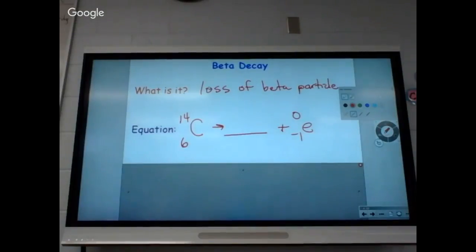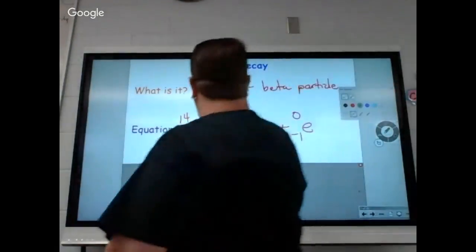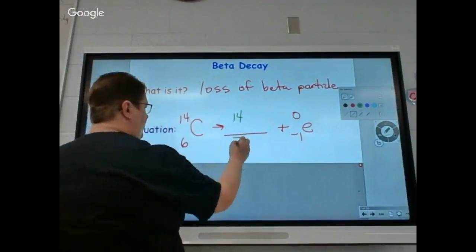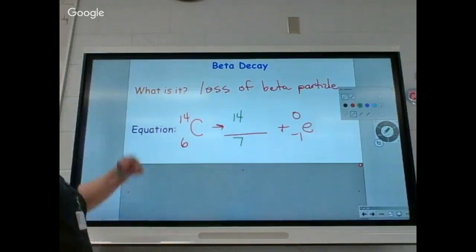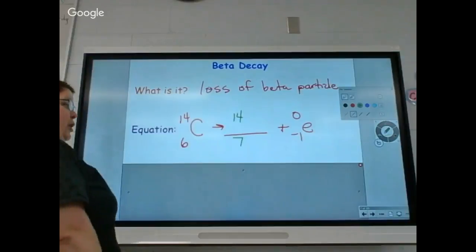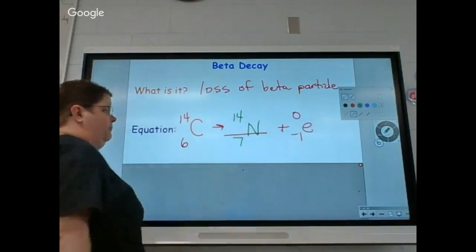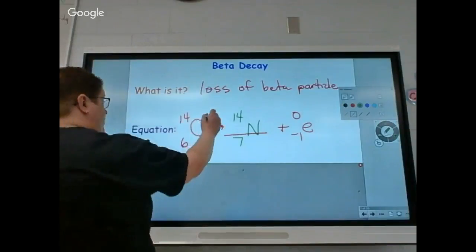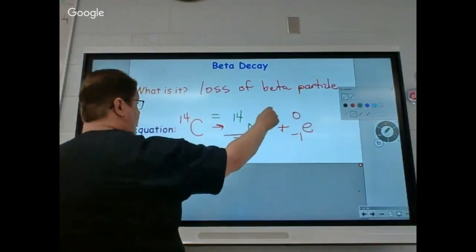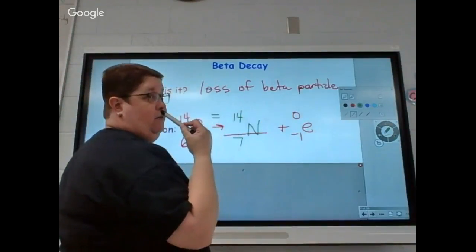So, 14's on the left, right? What plus 0 will give you 14 on the right? 14. So we're going to put a 14 here. All right. -1 plus what will give us 6? 7. Okay. So what do I look up? The 14 or the 7? It's nitrogen. We look up the 7 and it's who? Nitrogen. Wait, how did you get 14? Because remember, this is the equal sign, right? So the mass on this side is 14. So 14 plus 0 is what? 14.